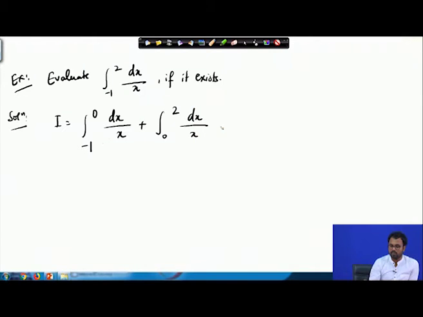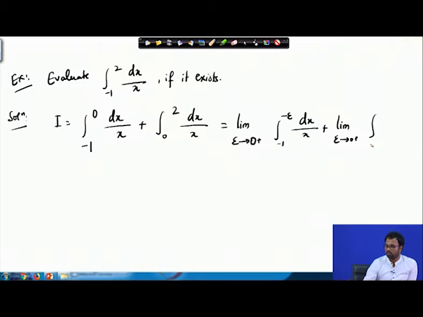and then we can write it as limit epsilon goes to 0 positive, minus 1 to minus epsilon dx by x, plus limit epsilon goes to 0 positive, 0 plus epsilon to 2 dx by x. And then we just evaluate each one of these individual integrals, and then we will be able to see whether one of them or both of them are divergent or convergent. Based on that we can draw our conclusion. So this is a pretty straightforward example.